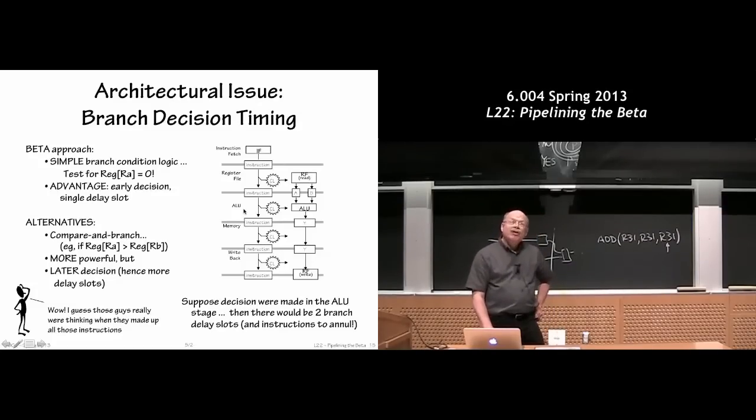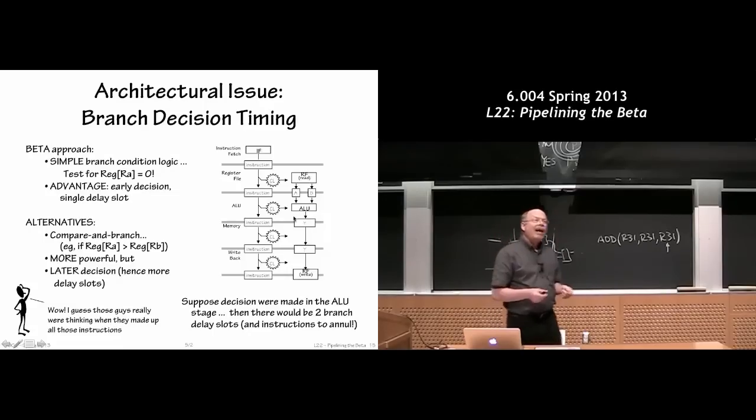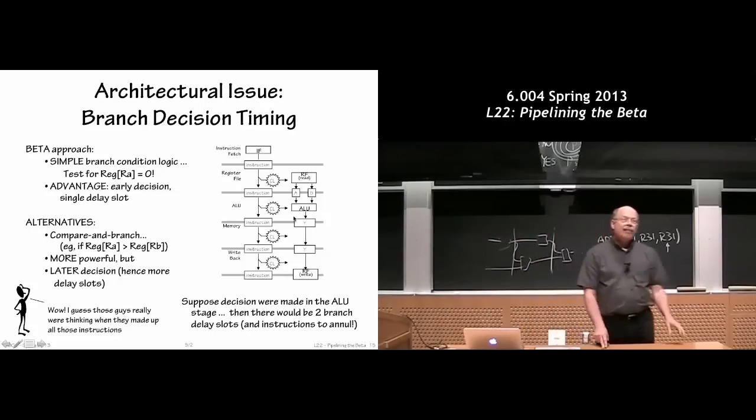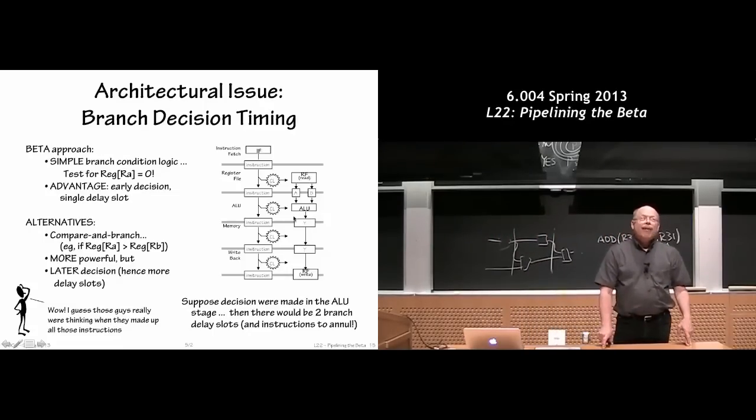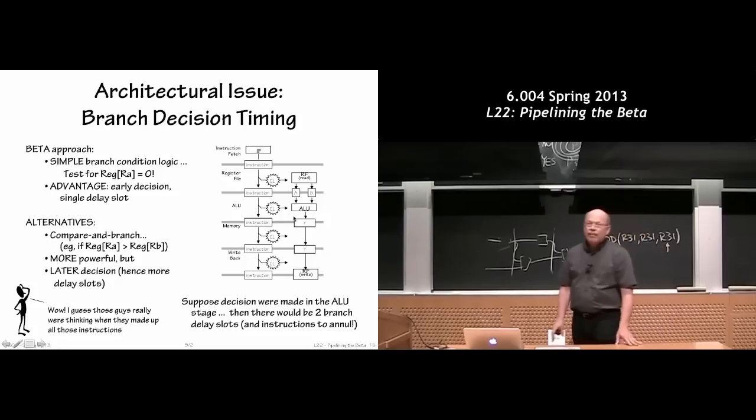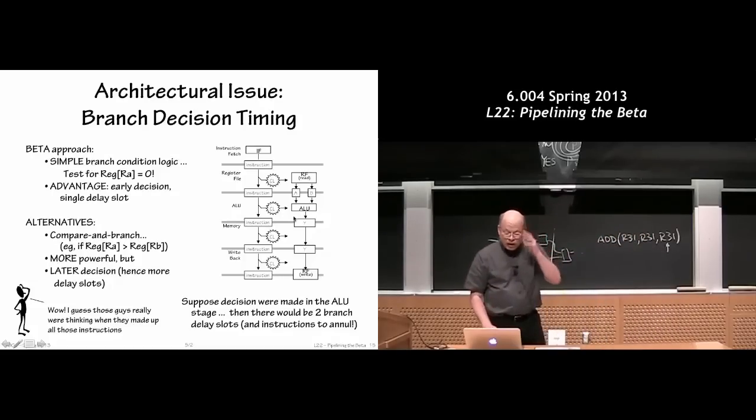However, if we made our branch decision later, so for example, if we had a branch instruction that used the ALU to do a subtract and find out if one register was greater than another, we could say branch if register A is greater than register B, if that was an instruction in our machine. If we chose to take that branch, we now have 2 instructions to throw away. And if we had a branch on memory, where we could test the results coming back from memory, we'd have lots of instructions to throw away.